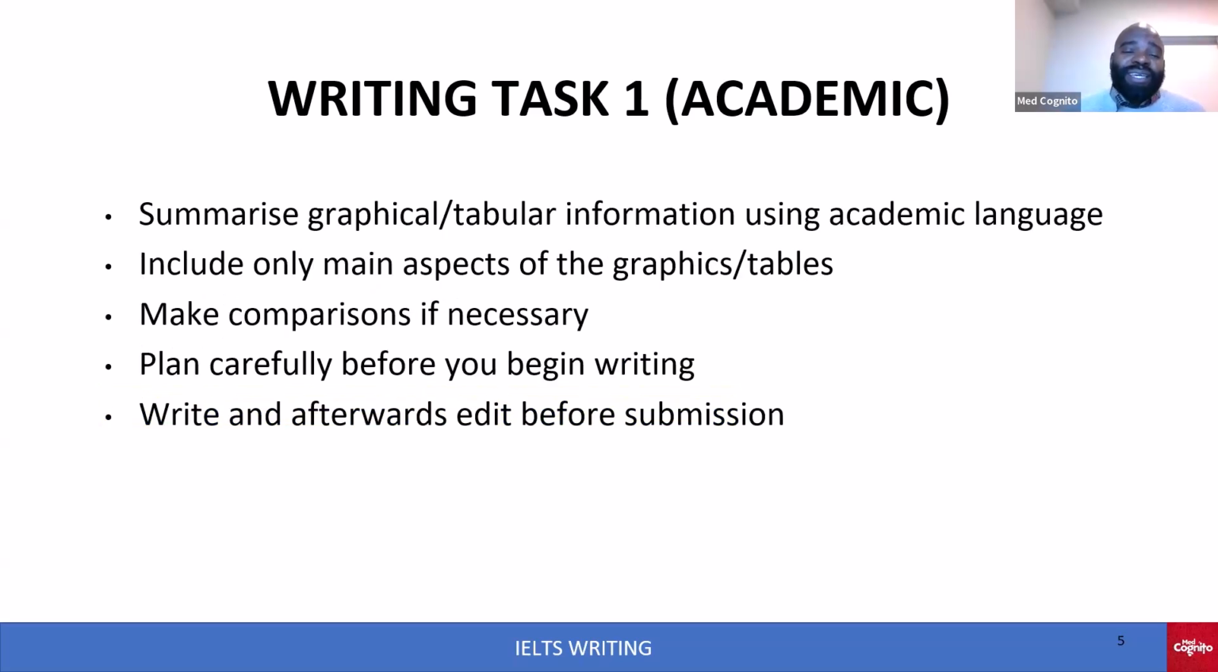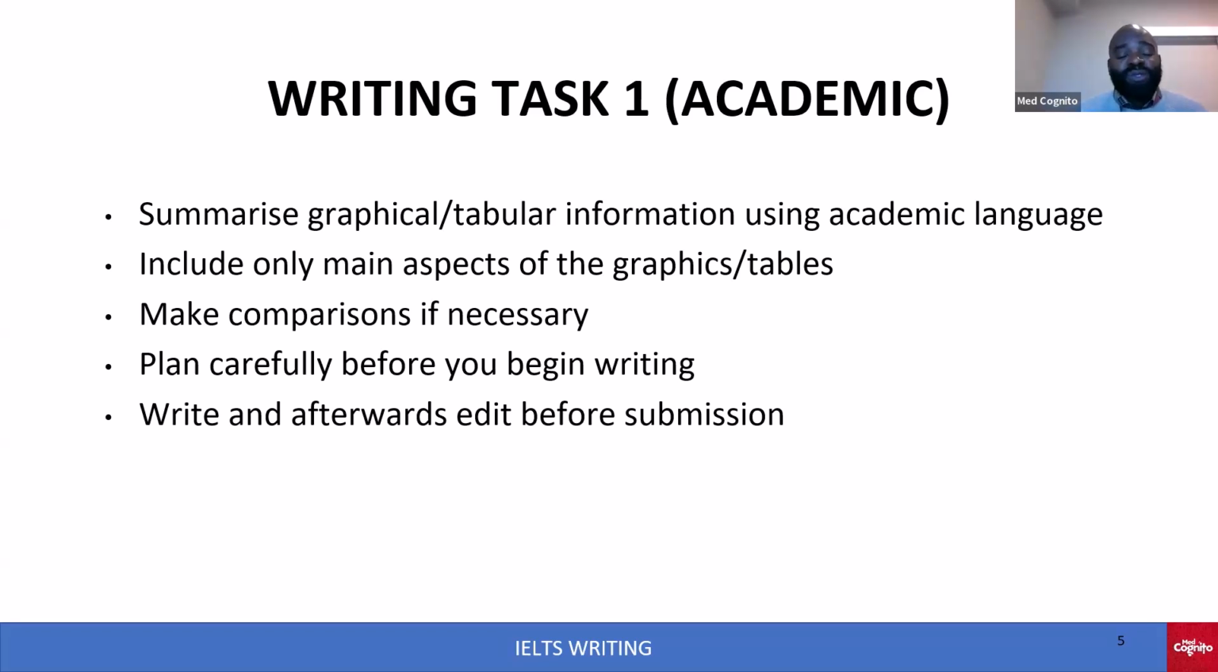Again, Task 1, what does it involve? You'd have to summarize graphical or tabular information using academic language. Remember, this is specifically for the IELTS academic, so you would have to use academic, formal language. Include only the main aspects of the graphs or tables. There's a lot of information that you can glean from the graph or the table that will be presented to you, and in essence, it's a summary task.